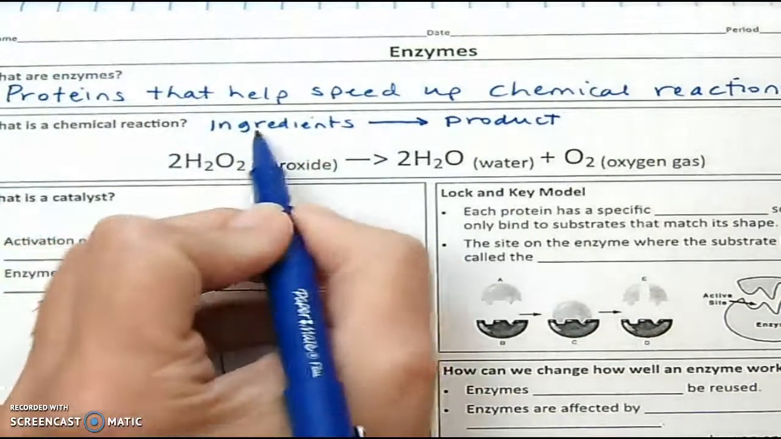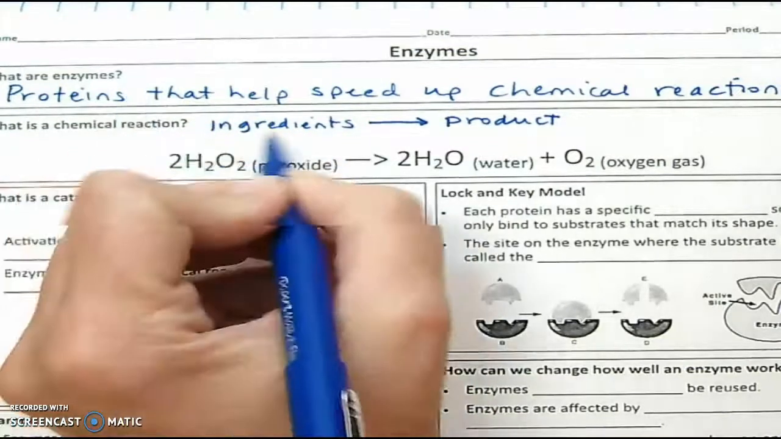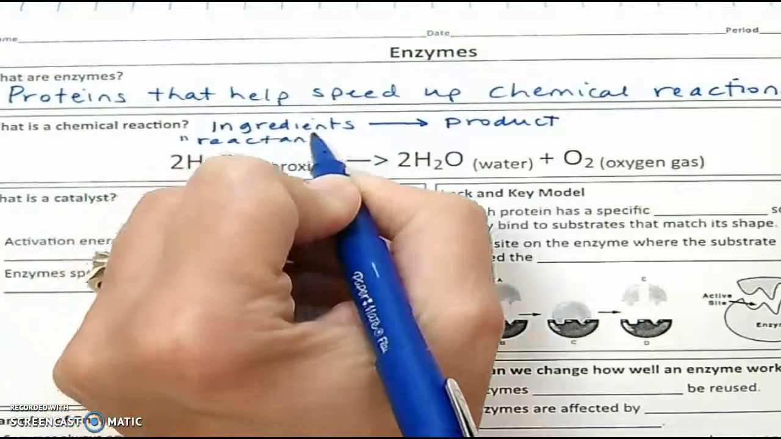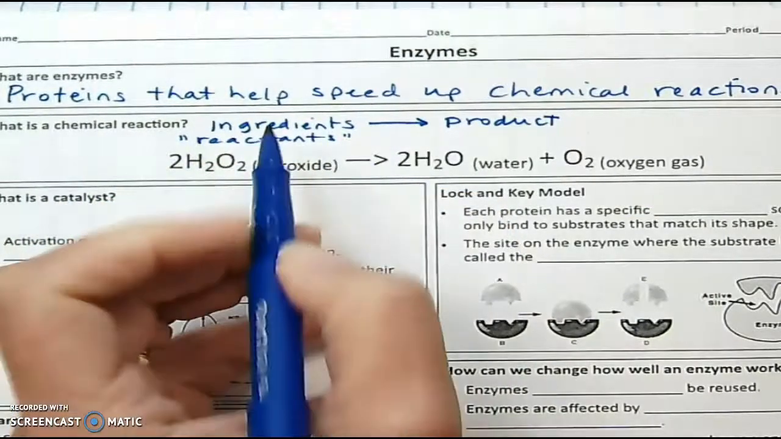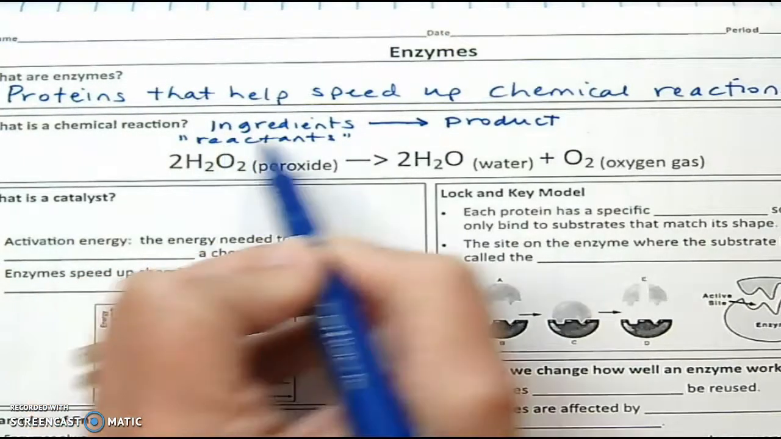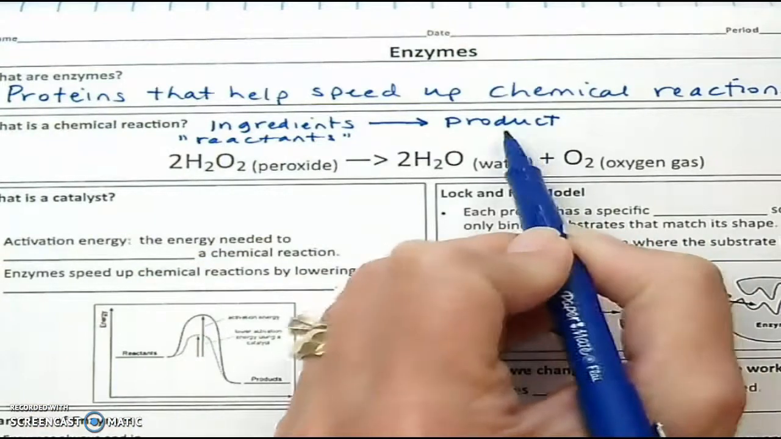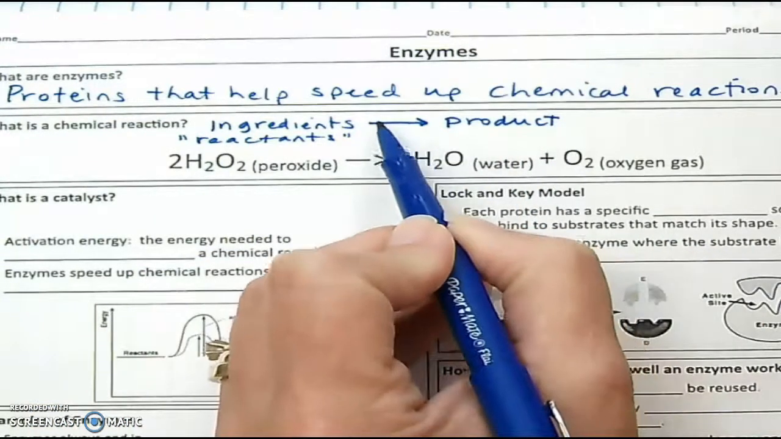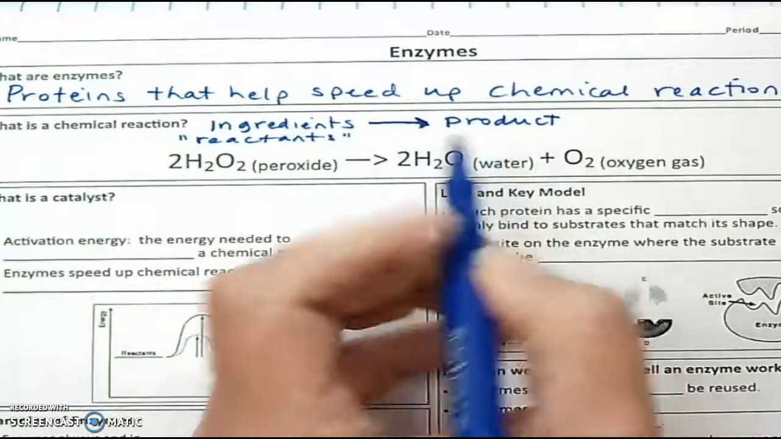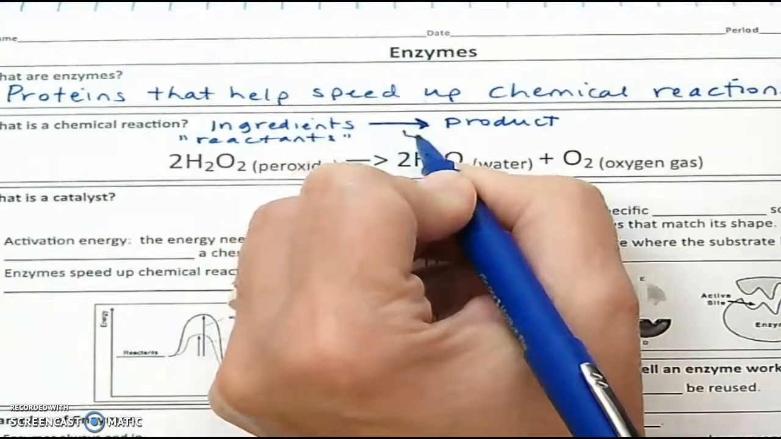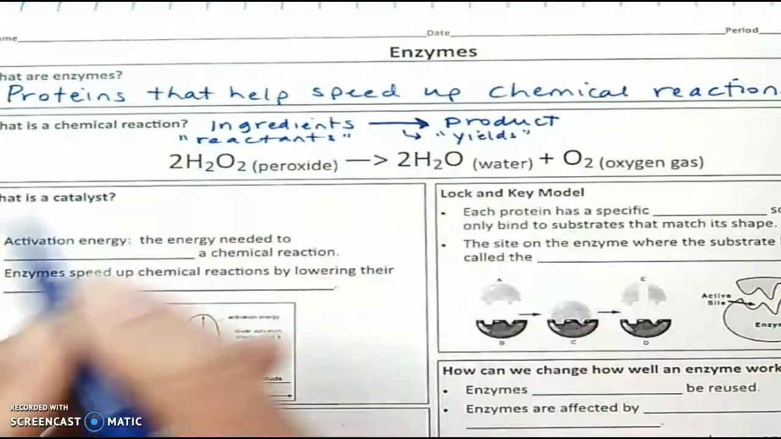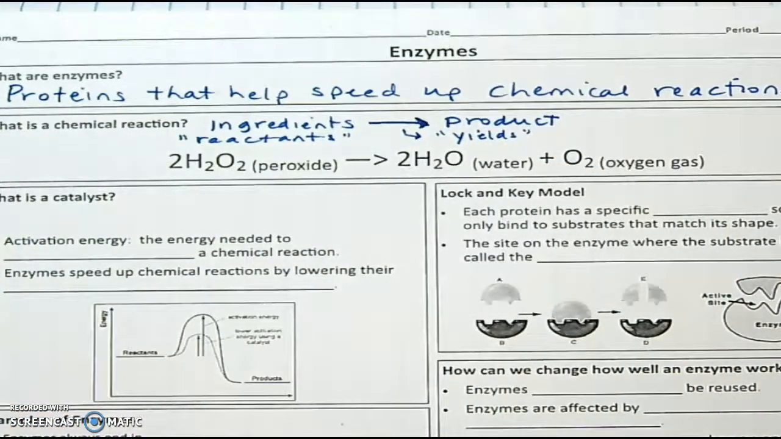In science terms, we don't call them ingredients. Remember the fancy name for that? We call them reactants. And so our reactants are always on the left-hand side of the chemical reaction. Our products are always on the right. And when we see this arrow, we can say that these make that, but the scientific way of saying it would be yields. Okay, so these reactants yield this product.